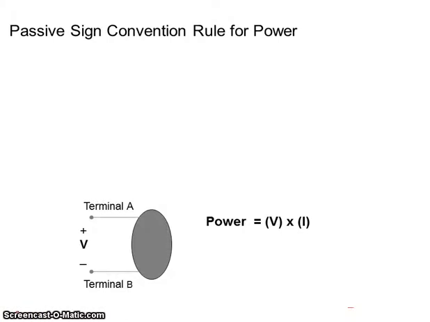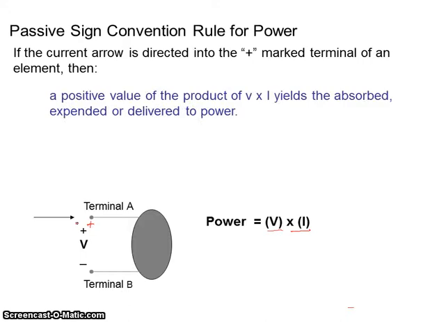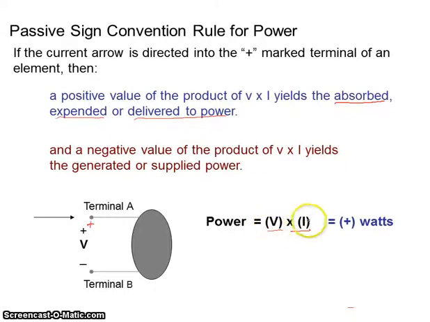Let's study the passive sign convention rule for power. We know that power is the product of the voltage times the current. The rule says that if we have a current that is directed into the terminal with the positive polarity, and the product of voltage times current is positive, then this will be absorbed, expended, or delivered power. But if the product of voltage times current gives us a negative value of watts, then this element will be generating or supplying power.